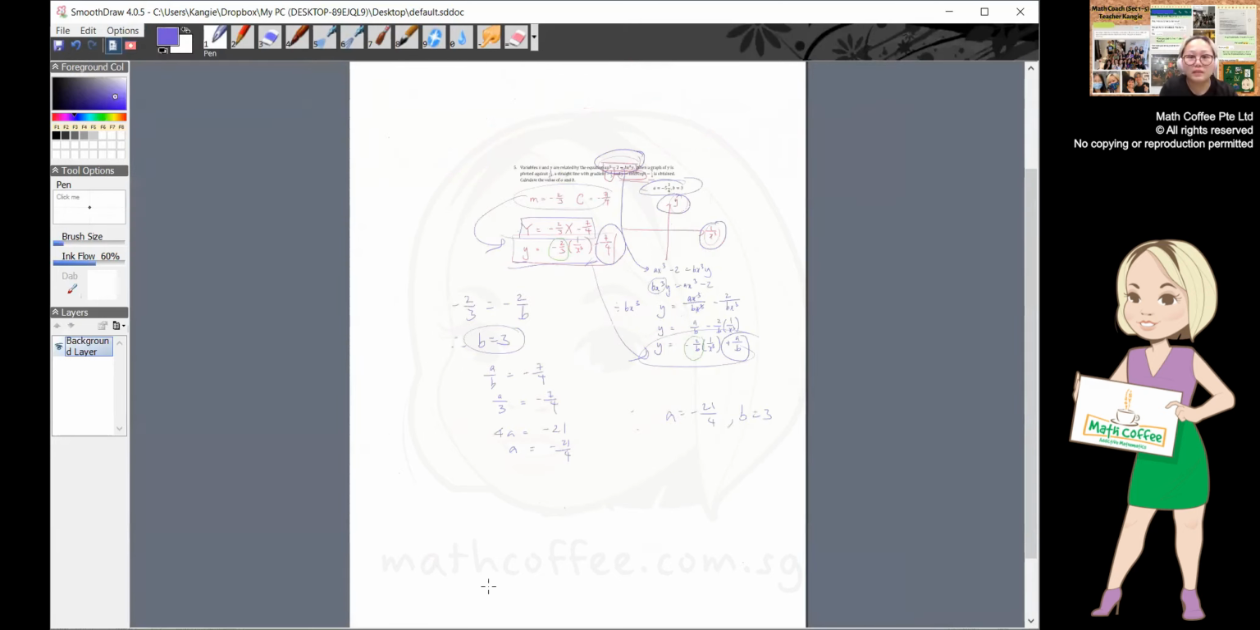Okay, so I'm going to minimize. Oh, too small. Okay, now you all take a photo and then you all can zoom.